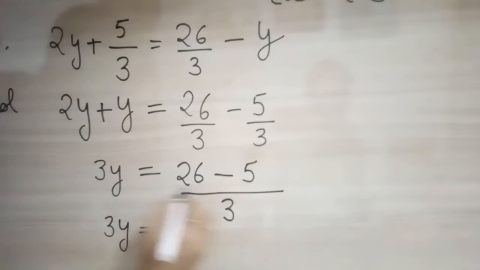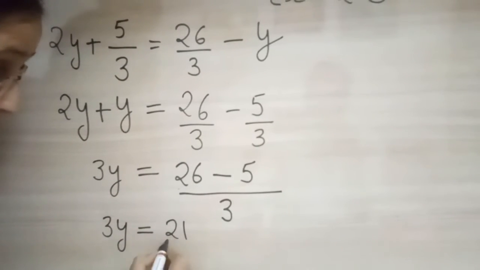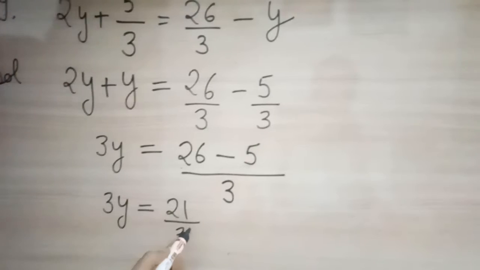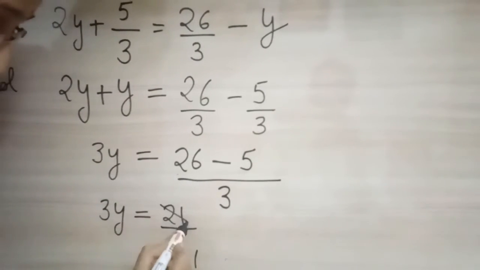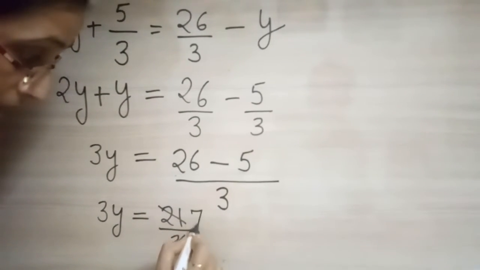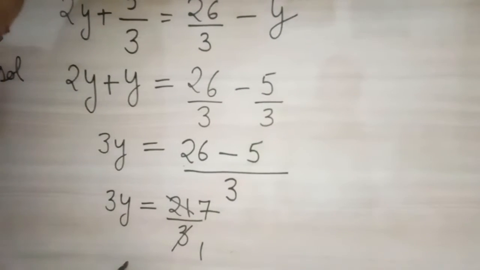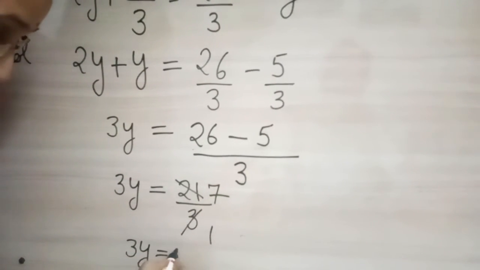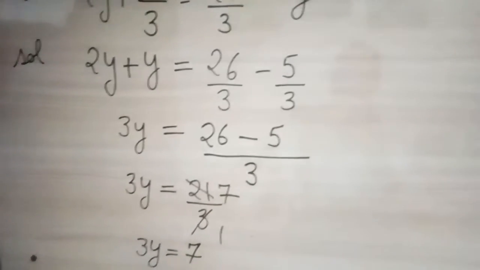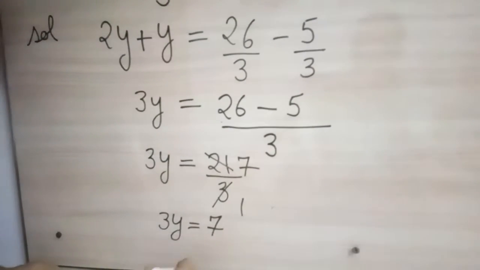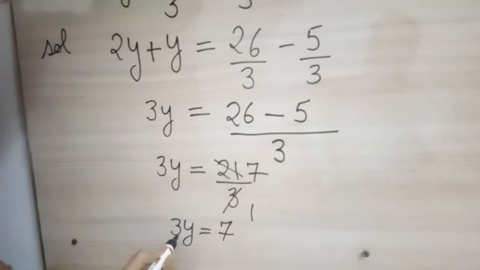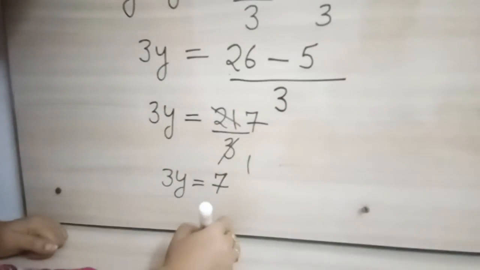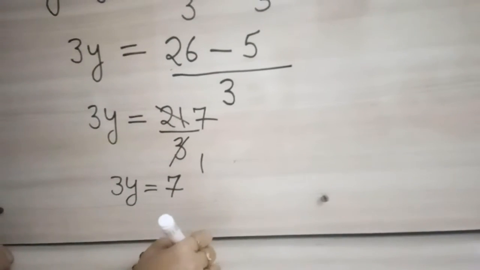3y is equal to, when we subtract, it is coming 21 upon 3. If we think properly, we can cancel it by the table of 3: 3 ones are 3, and 3 sevens are 21. So here it will become 3y is equal to 7. Okay, and I will transpose, it is in multiply, so 3 will go that side, so 3 will come in divide, so it will become y is equal to 7 upon 3.